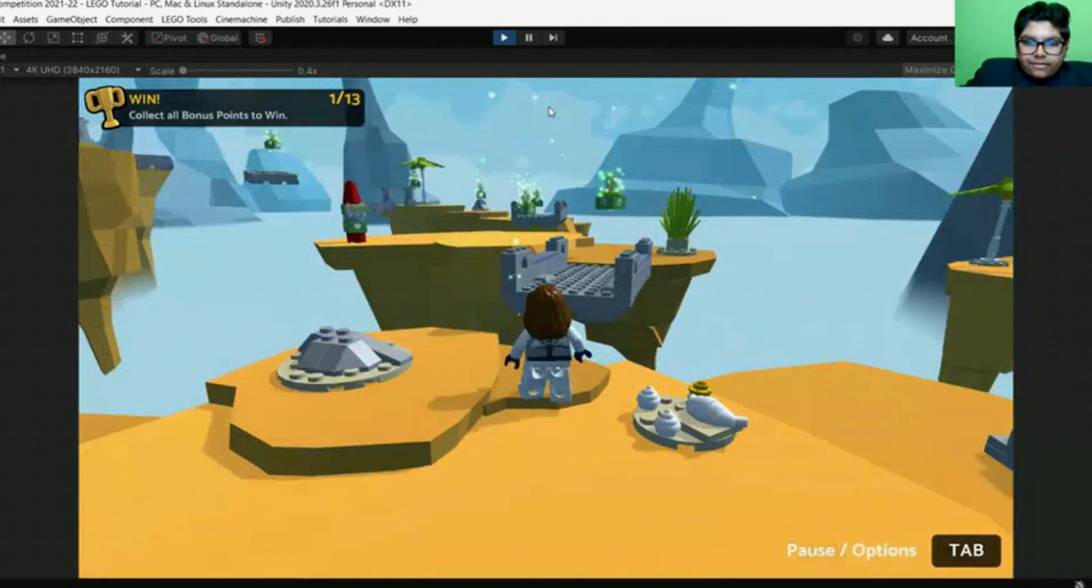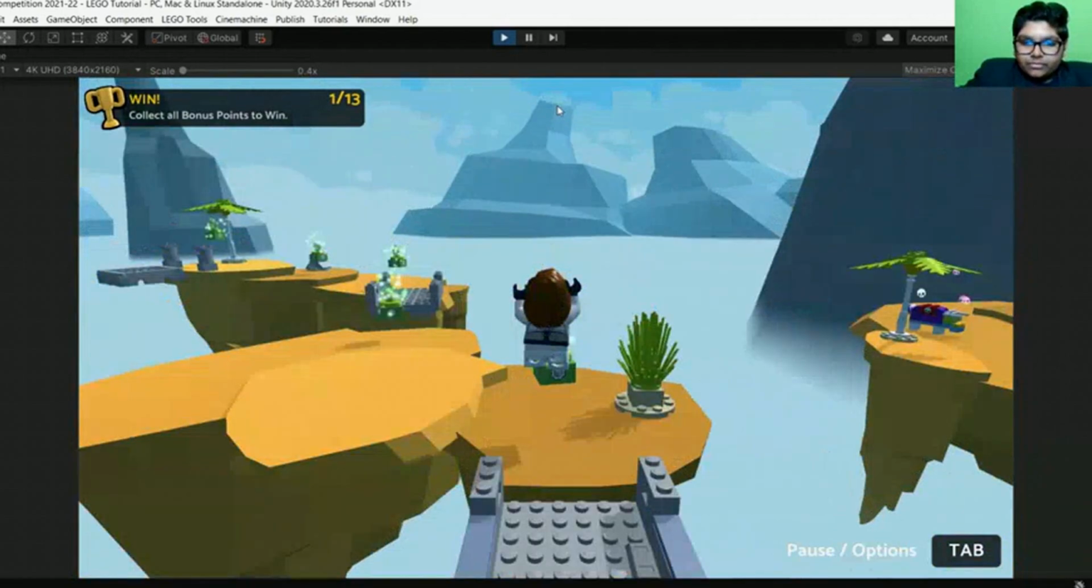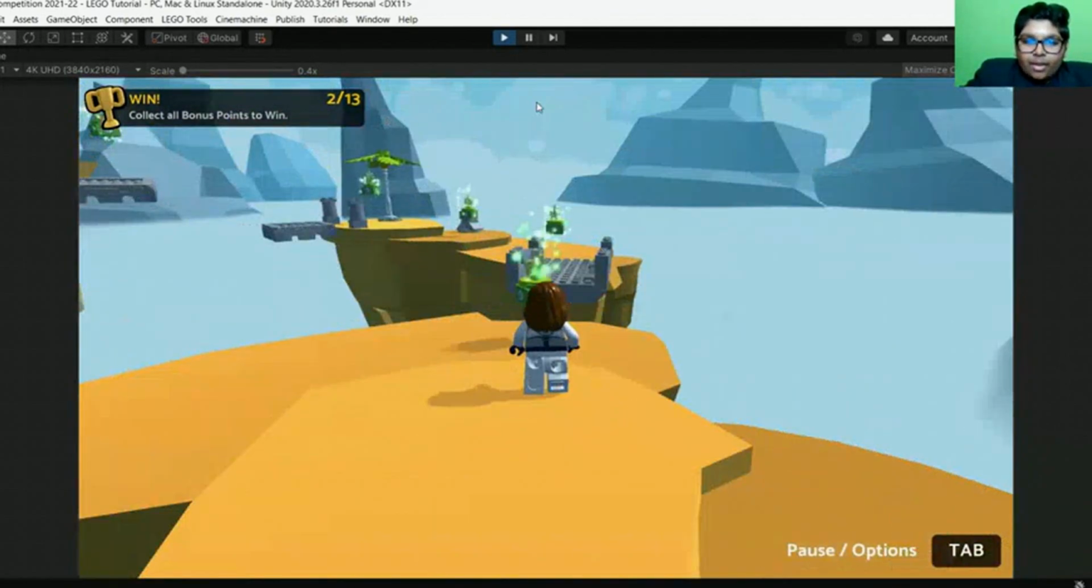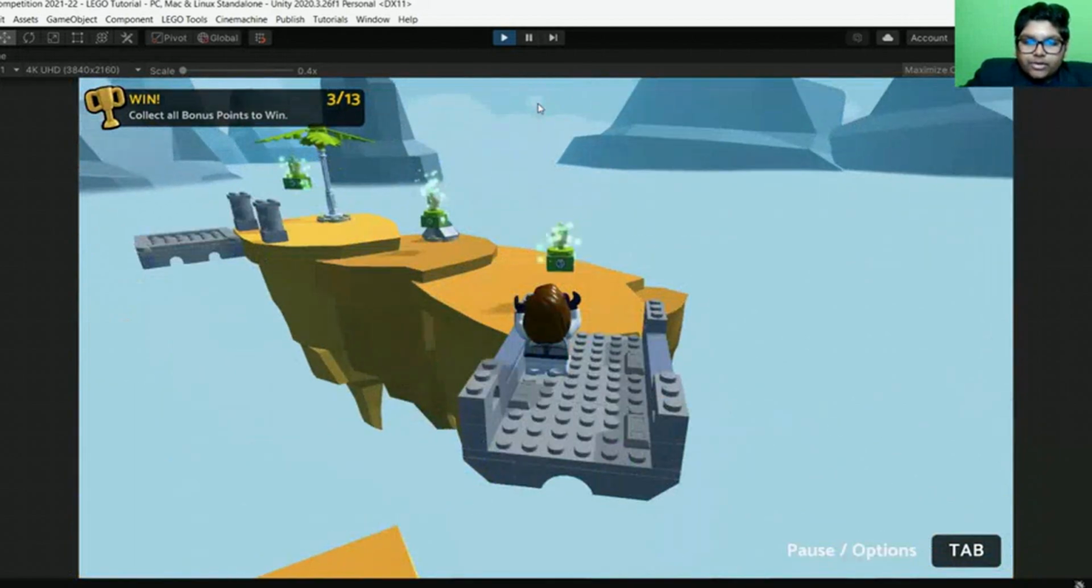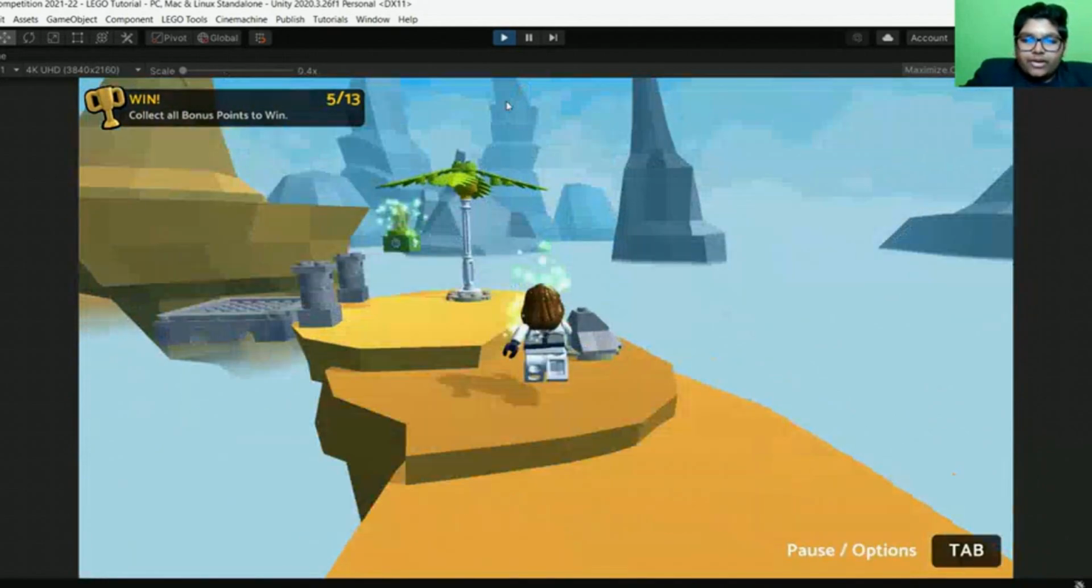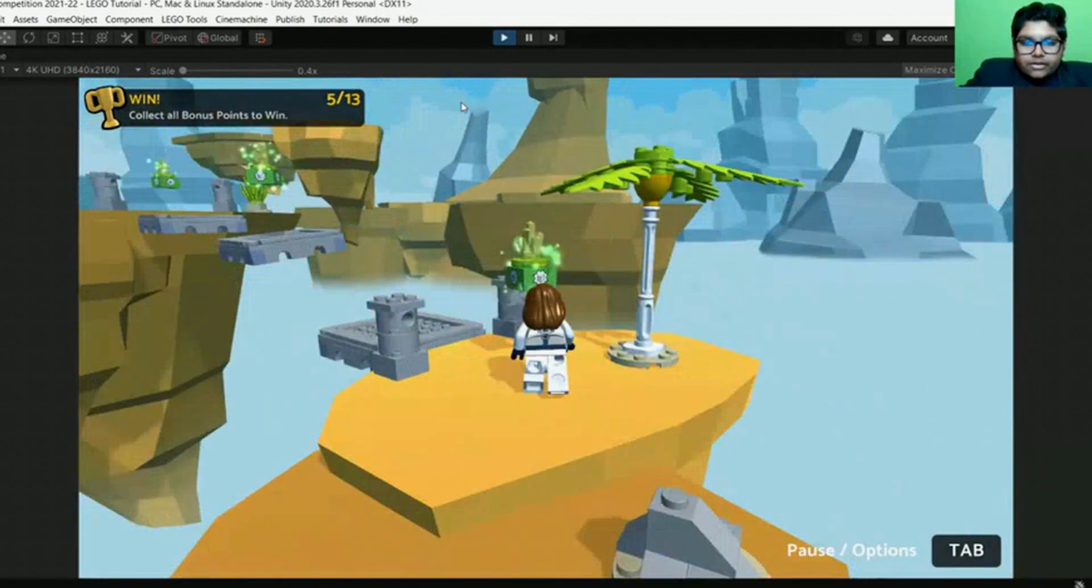Now as you can see, we will just go very carefully. Here these are the bonus points, and we are collecting them. You can see we have got 2 bonus points already, and these are bridges. You have to go here very carefully, because if you fall, you will lose the game.